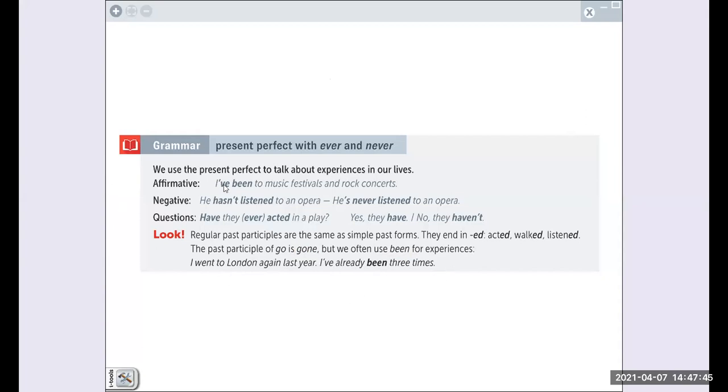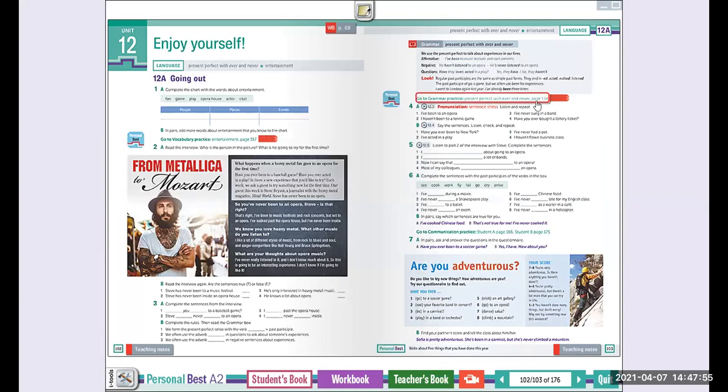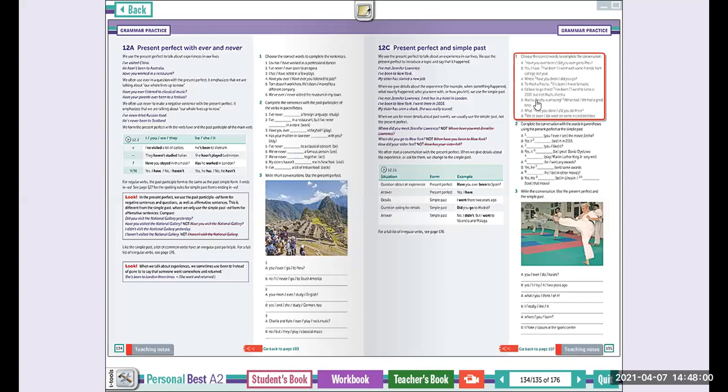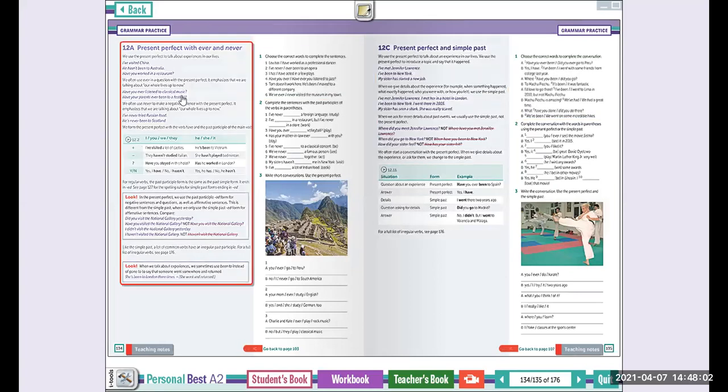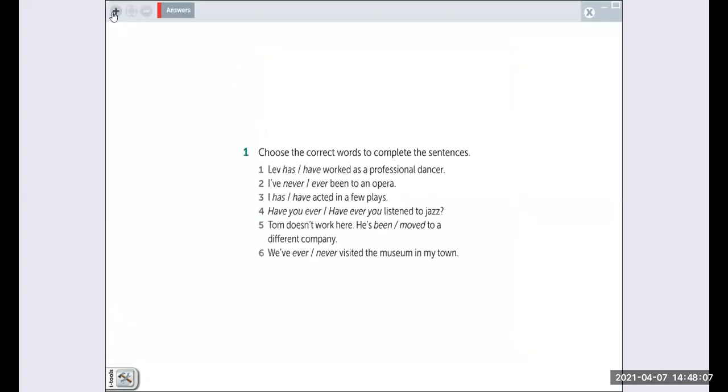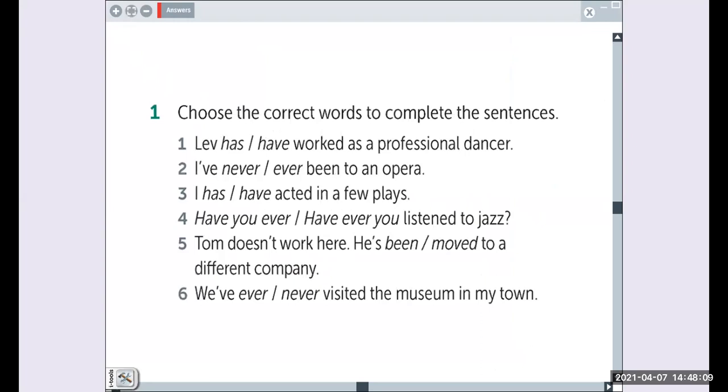¿Alguna pregunta acerca de lo que tenemos acá en el Grammar Panel? Okay. Let's go to page 134. Here we have some exercises about the present perfect tense. Choose the correct words to complete the sentences. This activity is the one that we are going to do together. And the next one, you are going to do it alone, okay?